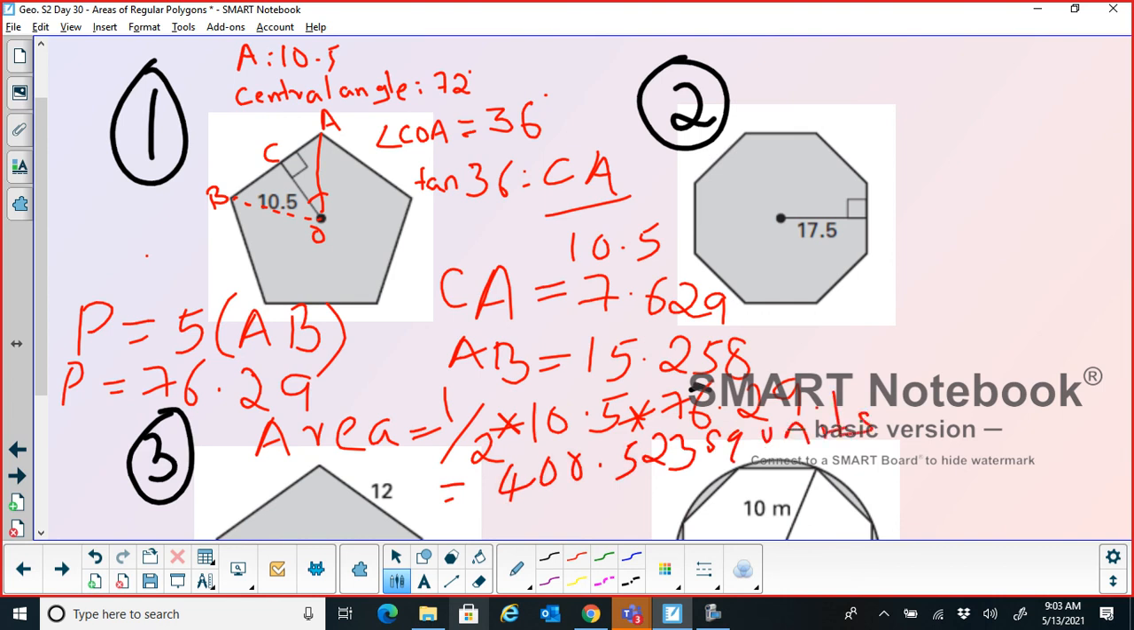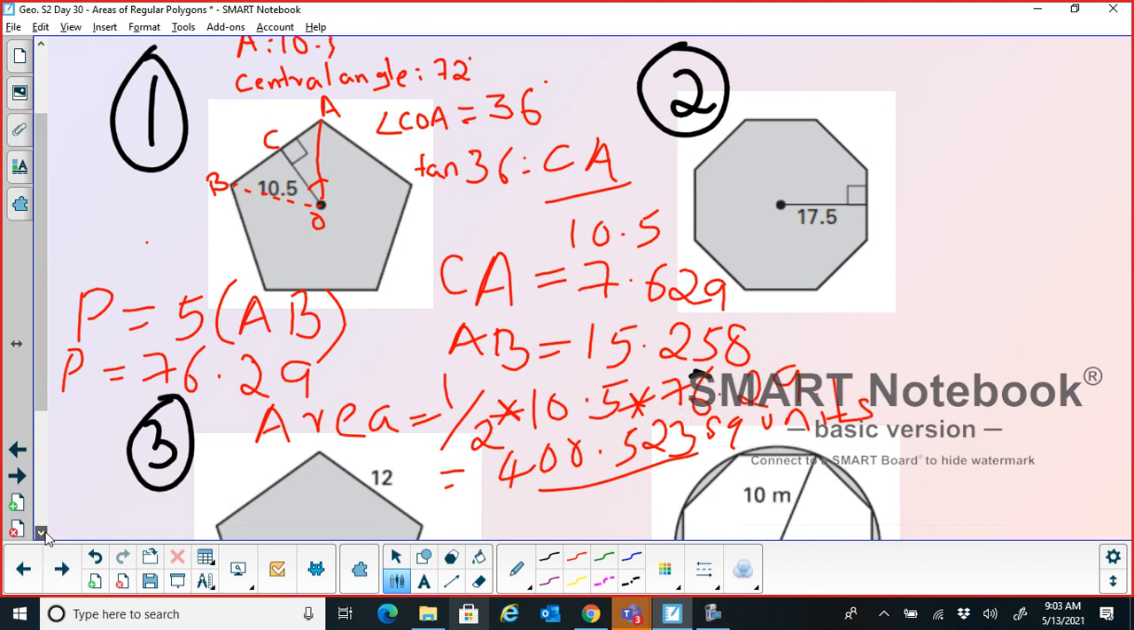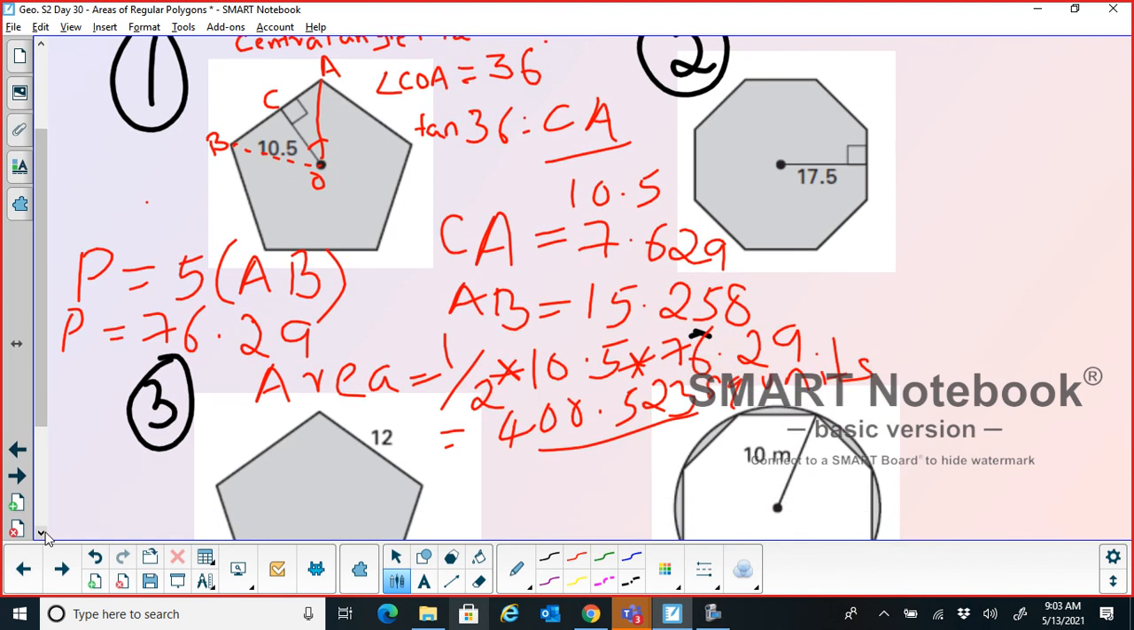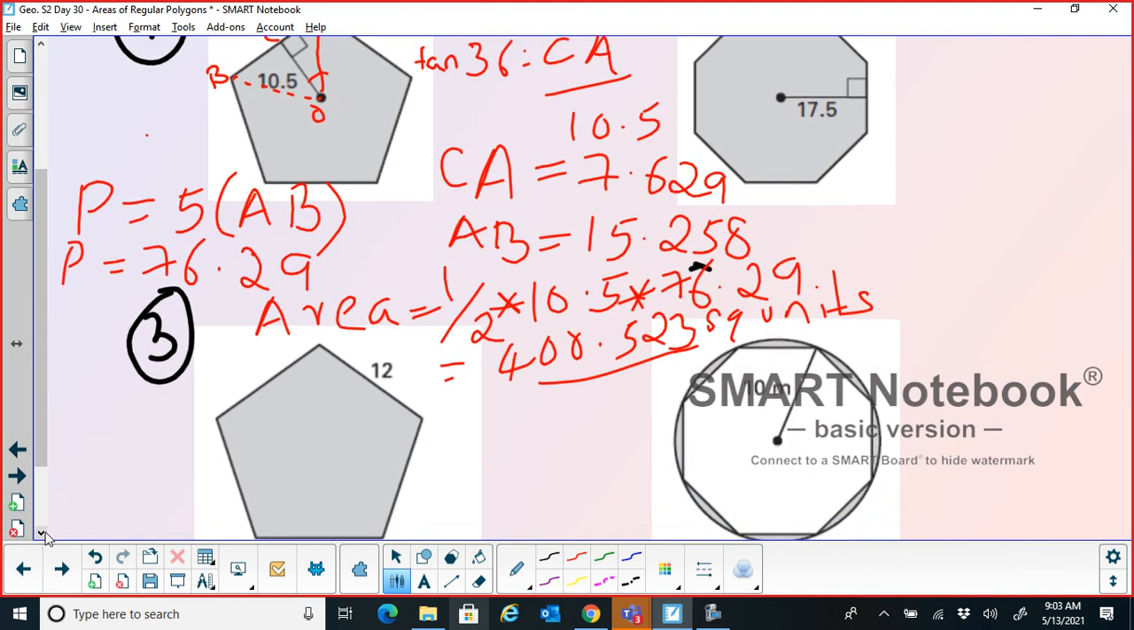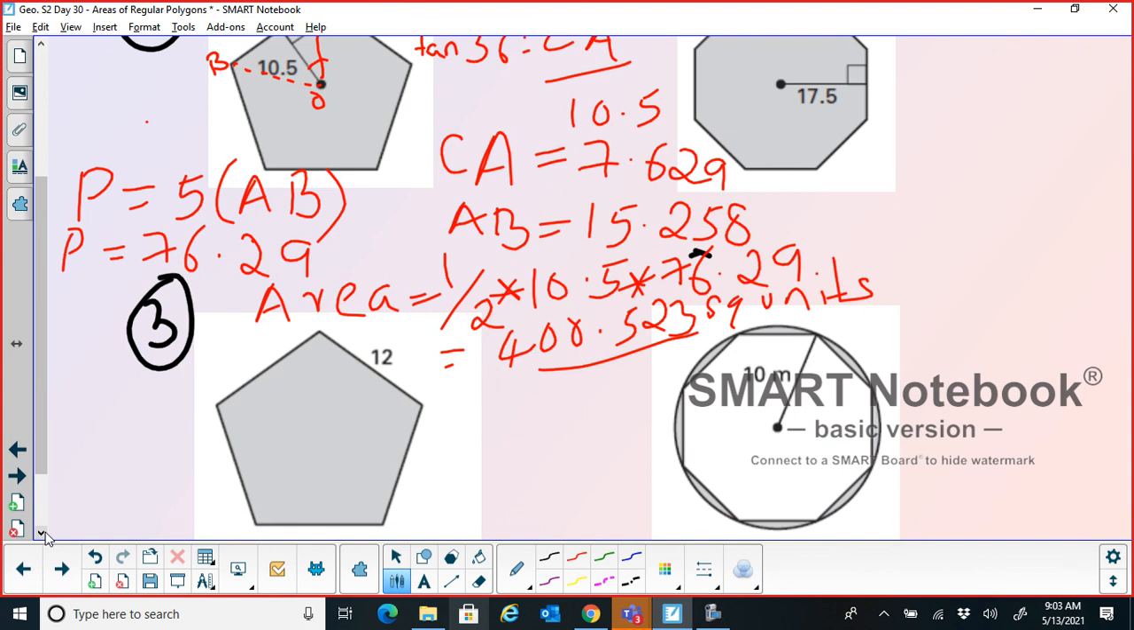Okay, I hope you are working on problem 2 and problem 3 on your own. I'll go over the solution in a couple of minutes or so. But let me finish up problem 4 here as you work on problems 2 and 3.